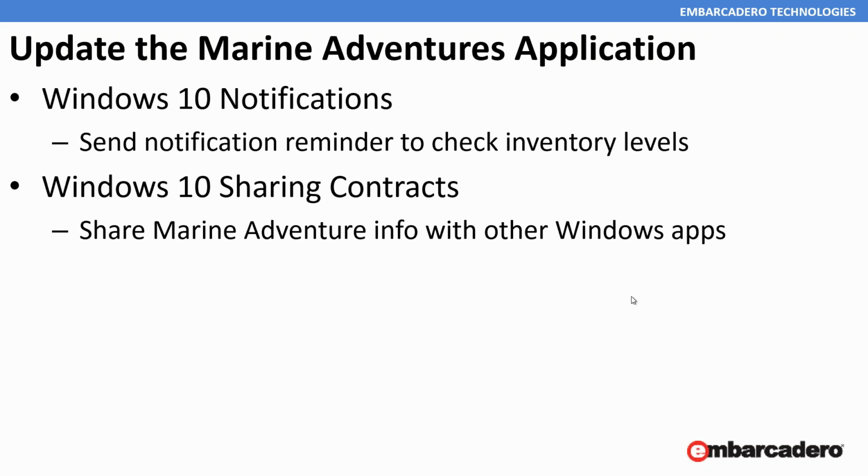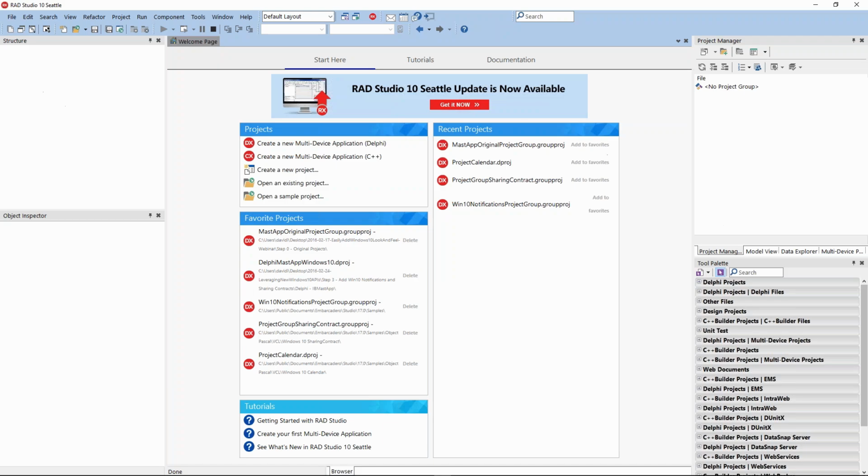This week I'm building upon that and I've done a few other things. We'll take a look at that in a moment. I added Windows 10 notifications just to send a reminder to the user to check the inventory levels periodically, and also to be able to send information using the sharing contracts with other Windows 10 applications. Those are a couple of the additions that I've added this week, and over the coming weeks I'll keep adding more functionality, removing some of the modal forms and pop-ups and making them fit more nicely into the container of the application. So let's go and look at some of my progress to date.